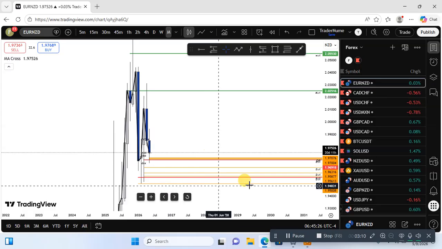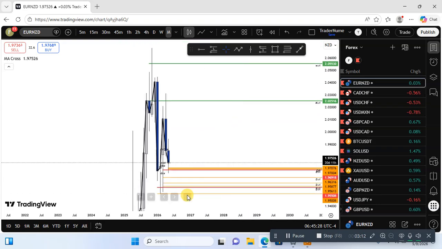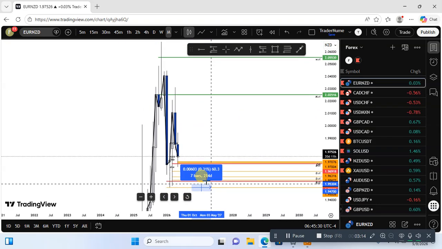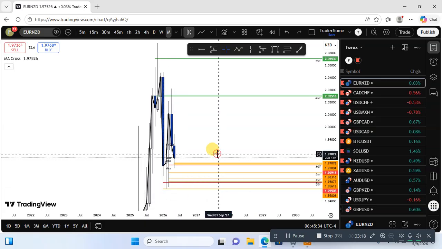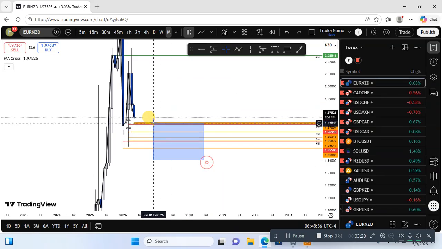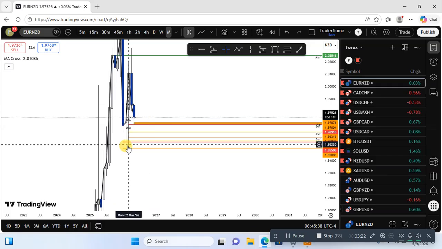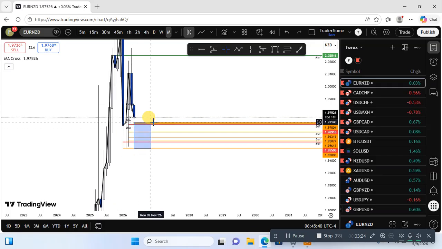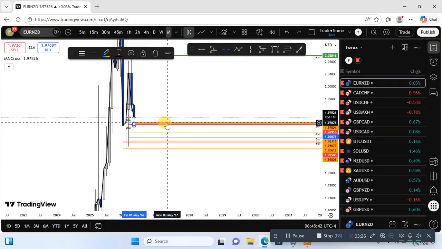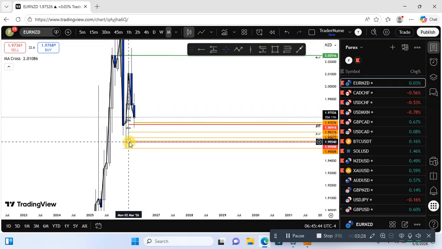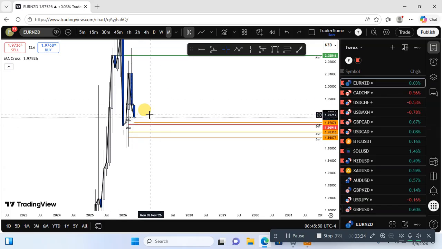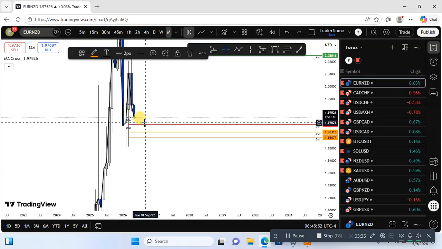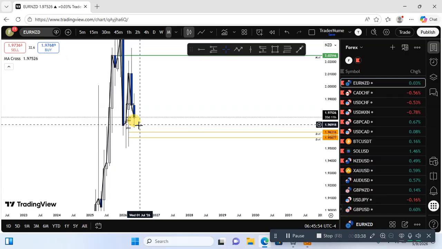So if we are going to clean all this, sorry, let me take this out of the way. Okay, delete. Let me just delete all these lines here because I want to work on a fresh chart so that you understand what I'm saying.